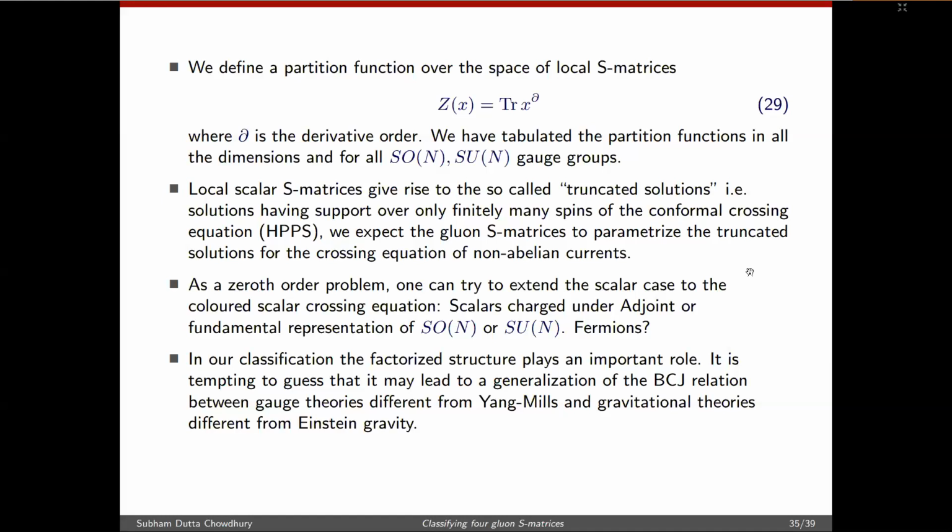Sorry, I missed the question. I'm saying that if you can make a statement that Einstein gravity is the unique S-matrix, and because this is only tree level, wouldn't you be able to make something about Yang-Mills using some double copy or this KLT kind of thing?